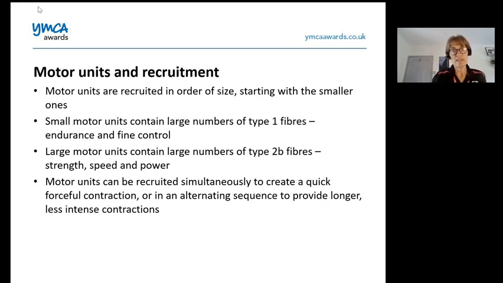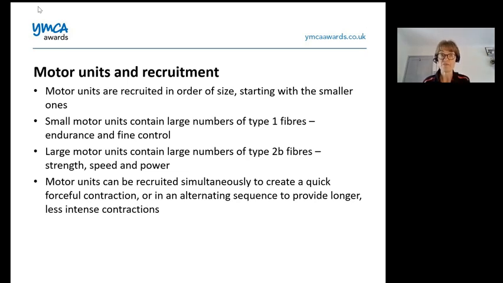So let's move on to thinking about the recruitment order. Motor units are recruited in order of size, always starting with the smaller ones first and then building up to the larger ones as needed. And the smaller units tend to contain a large number of the type 1 kind of fibres. So this is for your endurance and your fine control. The large motor units contain large numbers of the type 2 fibres, which are more to do with your strength, speed, and power.